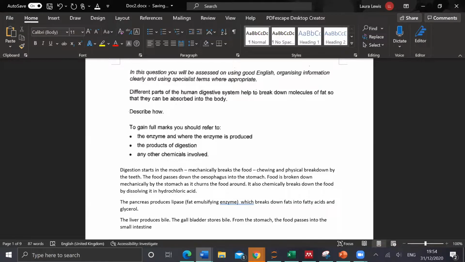From the start, food passes into the small intestine, where the fat is actually digested in its broken down form.